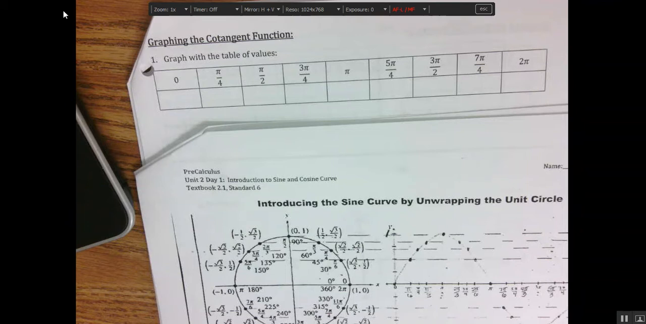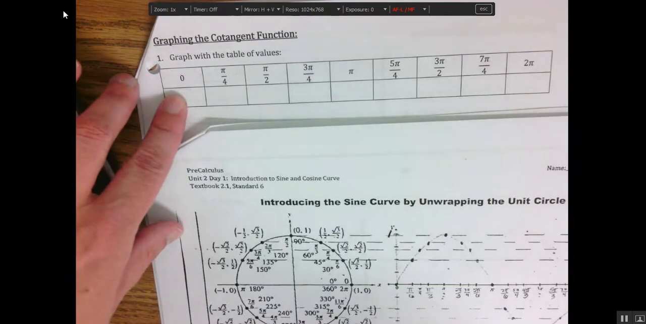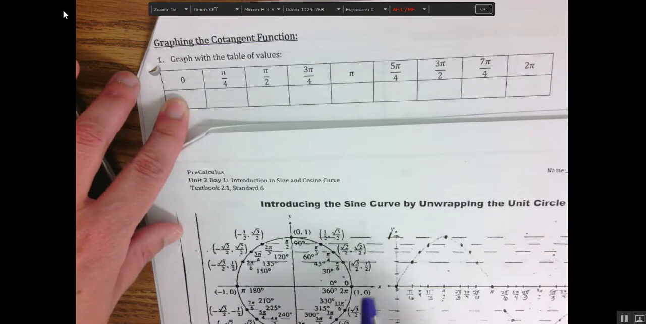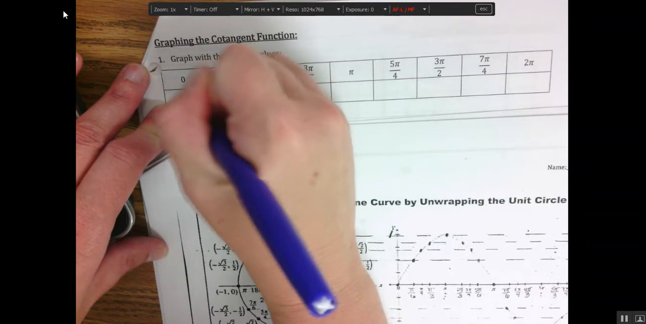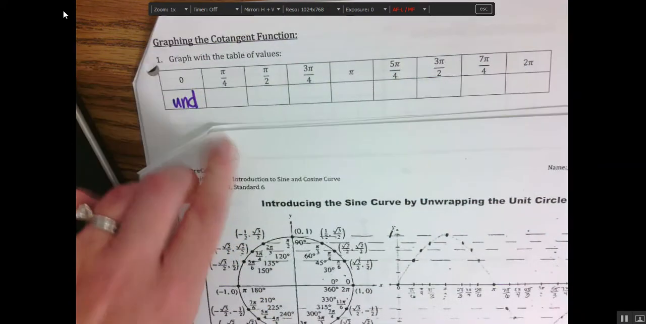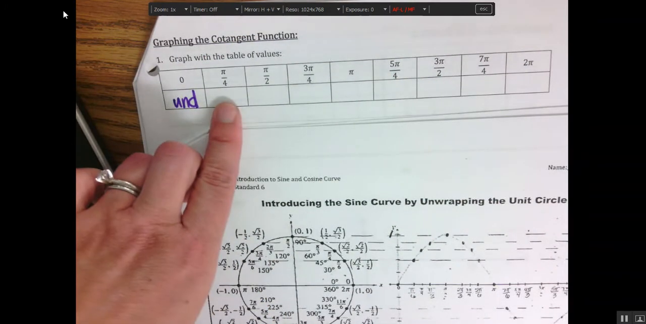All right, so I'm going to start back here. Seiji, did you find the cotangent of 0? Let's see. So we need to take the x over the y. So it's 1 over 0. So what would that be? Very good. Undefined. Trisha, did you do pi over 4? 1. Good.